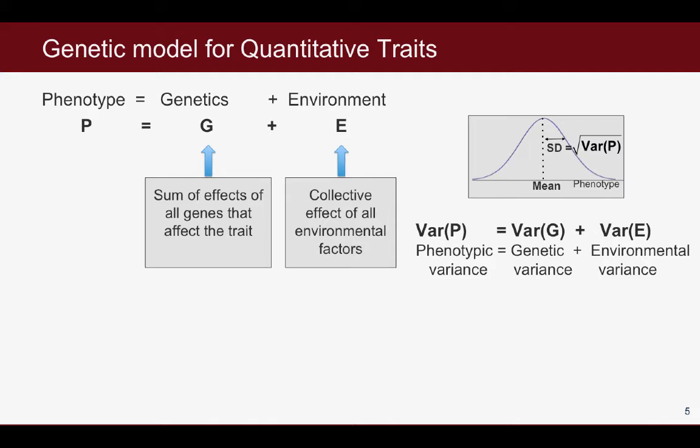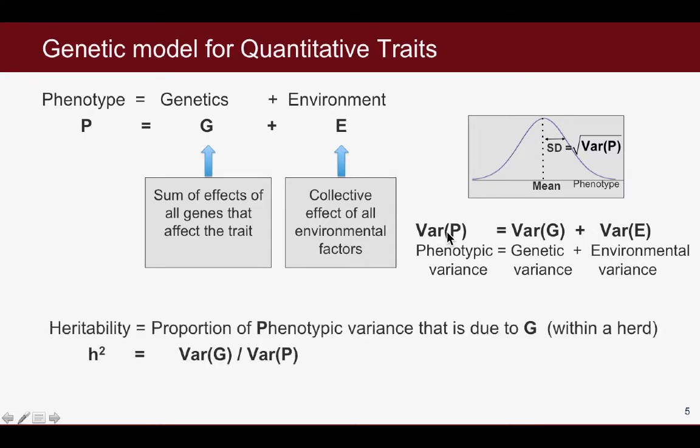The importance of genetics in explaining differences in phenotype between animals is known as heritability, and is defined as the proportion of phenotypic variance that is due to genetics, or the ratio of genetic variance over phenotypic variance. All these variances are defined within a herd. Thus, heritability is the proportion of differences among individuals within a herd that are the result of differences in genetics.